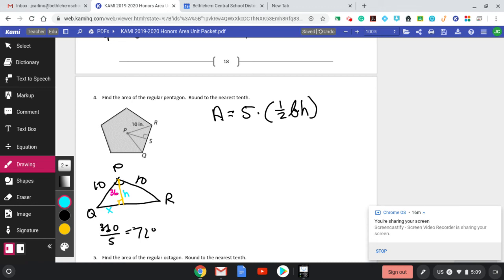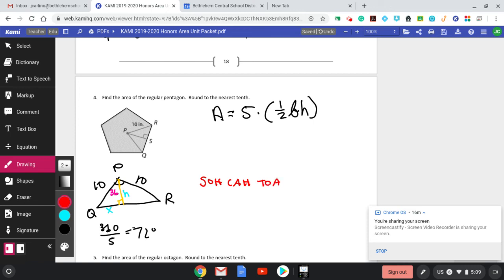Okay, so what's been our other option all year long? If it's not a 30, 60, or 45, 45, our other option has always been, since it's a right triangle, Sohcahtoa. And that's what I'm going to have to break out here, is Sohcahtoa.